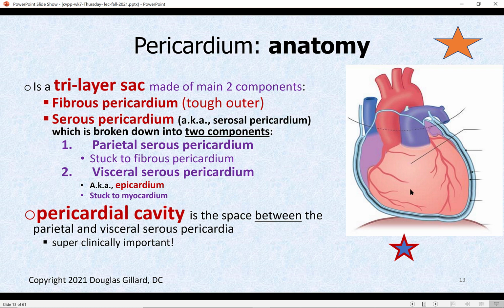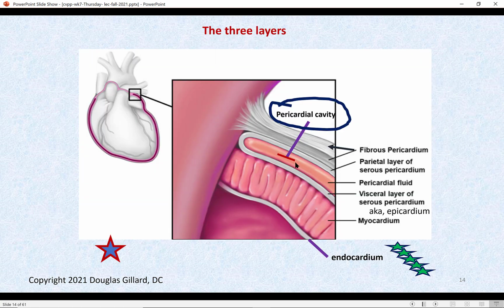Right? Remember your gross anatomy? There's a blow up of that. Oh, very important, that visceral layer of the serous pericardium is called the epicardium. Deep to that is the myocardium, and deep to that is the endocardium, and there's the chamber of the heart, that looks like the left atrium. Okay.